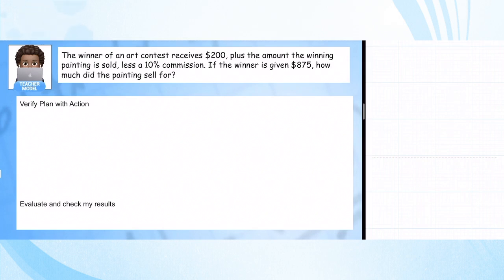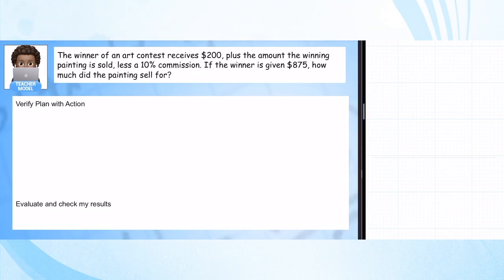Let's start off our plan by writing our equation using the information we have. So we know that our constant is the $200 plus he gets less 10% commission on whatever was sold. So less than 10%, we already know that means 90%. So he gets 90% or 0.90 times whatever it's sold for. Okay, so he's getting 90% of the value of what it was sold for. And the winner is given $875. That's the other side.